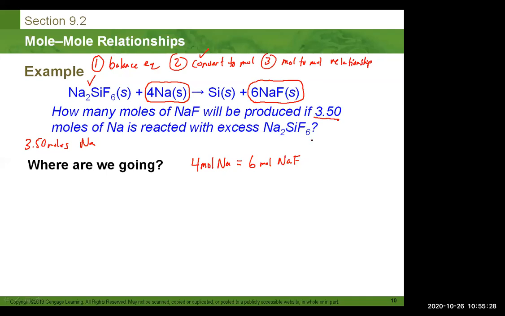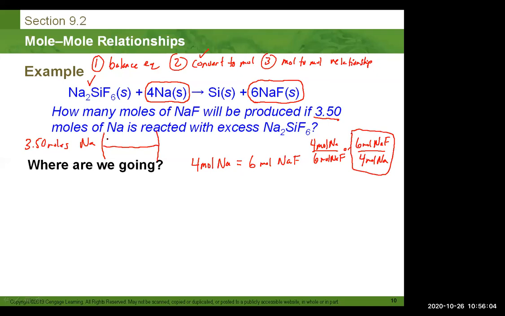And again, from that one conversion factor, we can have one equality. We could have two conversion factors. We could say that there's 4 moles of sodium over 6 moles of NaF, or 6 moles of NaF over 4 moles of sodium. So that's what we want to do next in our calculation. We want to treat it just like dimensional analysis in a regular conversion problem. Since we have moles of sodium up on top, we want to cancel out the sodium. So in this particular case, we would need to use the conversion factor on the right to do that.